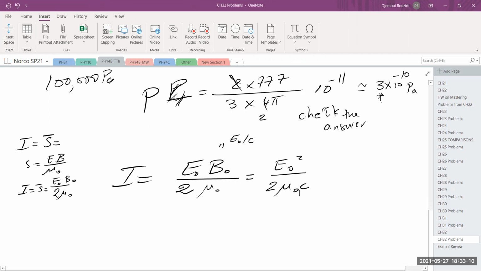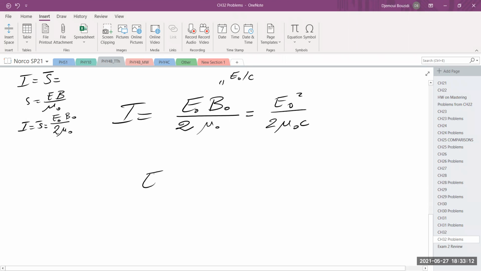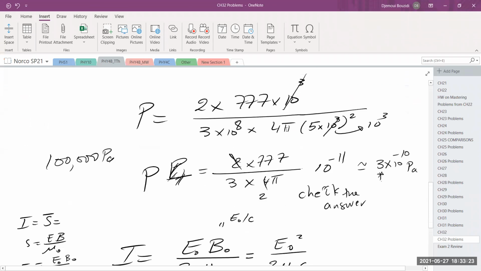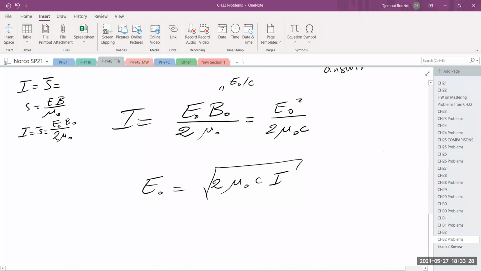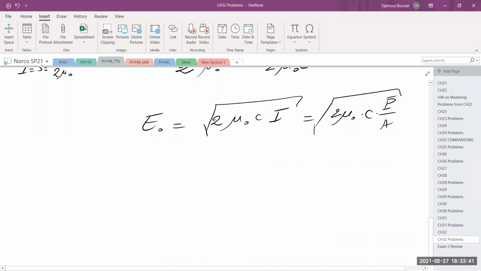And from here, we're going to find the E naught, the strength of the electric field, as just being the square root of 2 mu naught C times I. And I is just P over A. So this becomes the square root of 2 mu naught C times the power that was given to us divided by the area A. If I plug in all of the numbers, I should be able to find the strength of the electric field. It's a good idea to find this number because we really want to know how strong the electric field is in here.